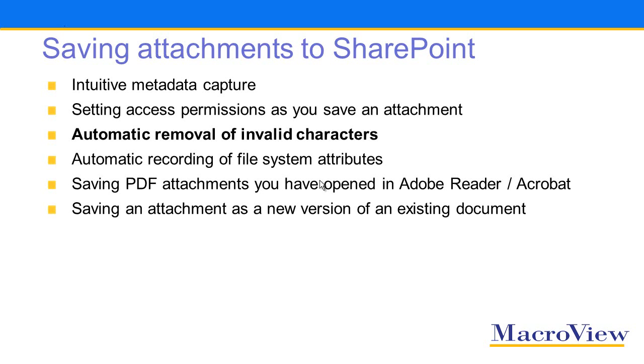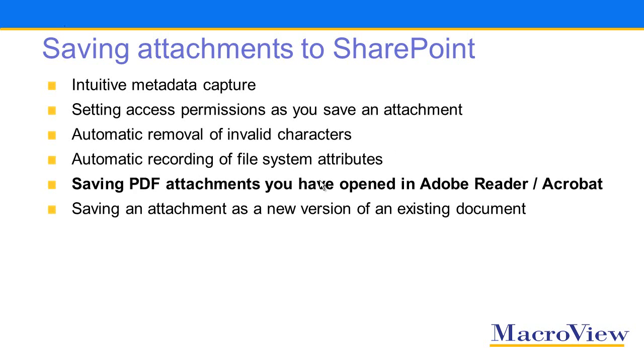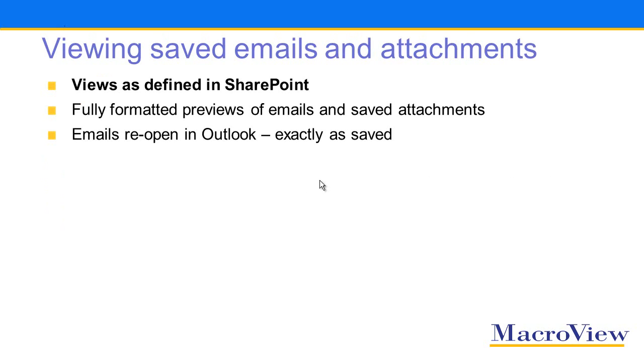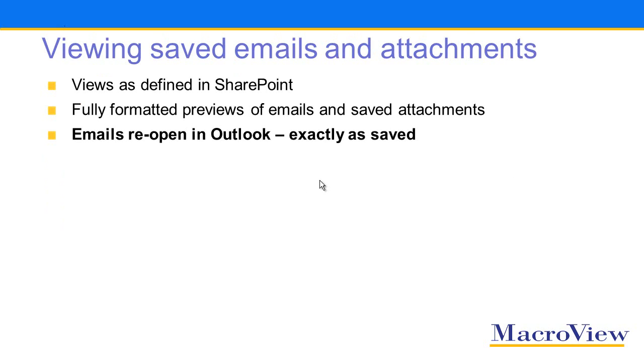In addition to removing invalid characters from incoming file names, MacroView also records original file system attributes such as file name, created, and modified date. We've seen as well how MacroView DMF allows PDFs to be saved to SharePoint direct from Adobe Reader or Acrobat, and how an incoming attachment can be saved as the next version of an existing document in SharePoint. We've also seen how MacroView handles views and previews and saves emails so that they reopen in Outlook exactly as they were at the point where they were dragged and dropped to be saved.